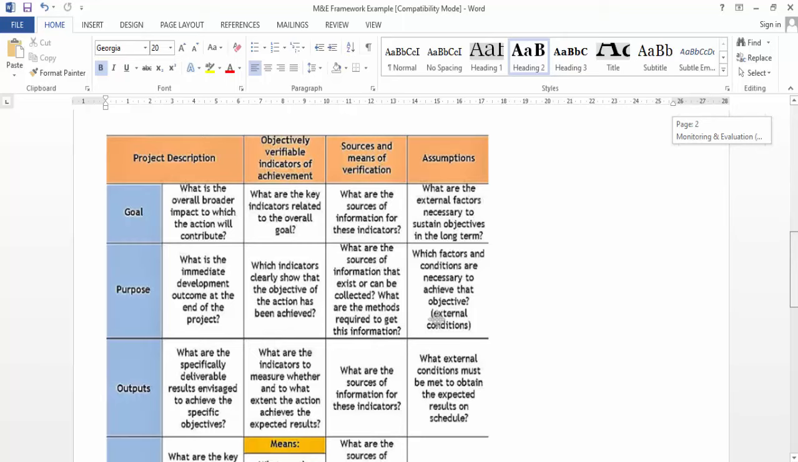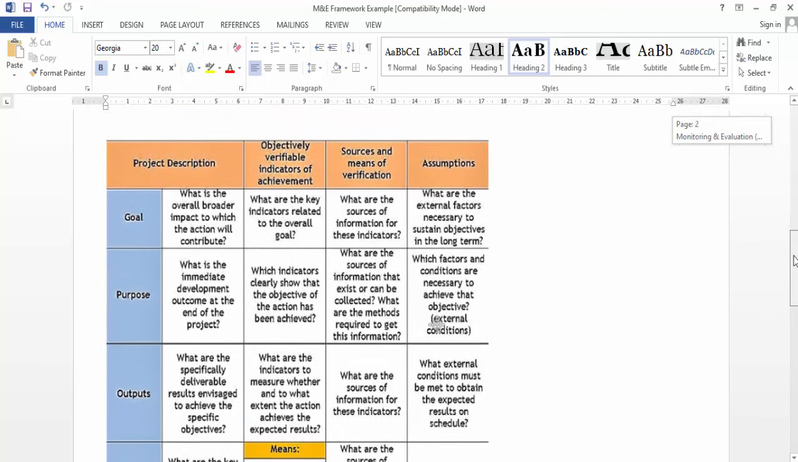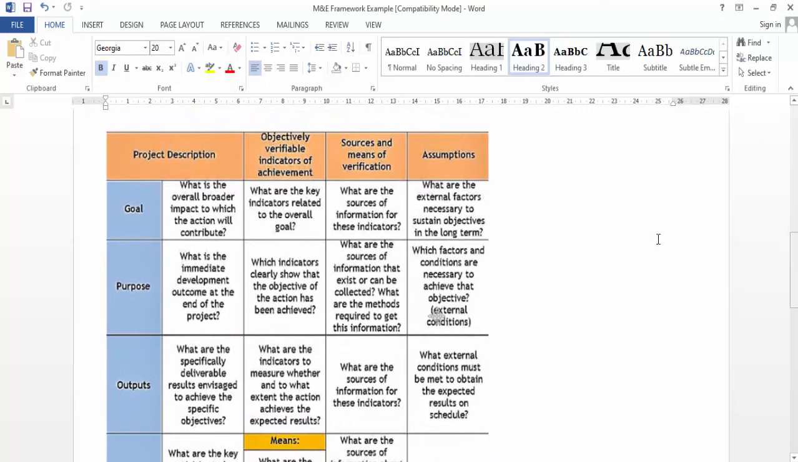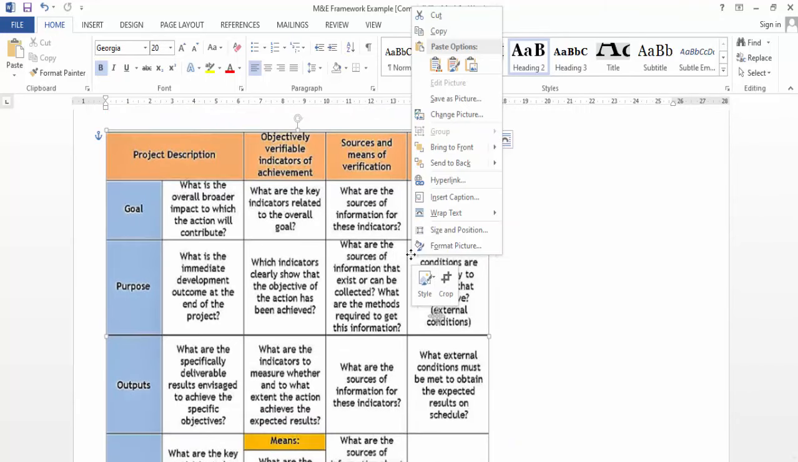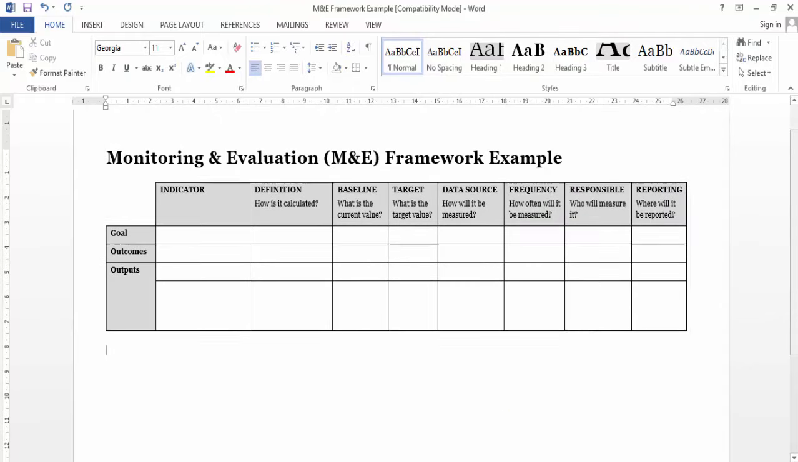Wow, I didn't see this. I thought it was an actual logical framework of a project, but this is just giving us some kind of guiding point. It's actually a template. Too bad about that. Okay, that's all right. But because we are experts, we can actually do this ourselves.